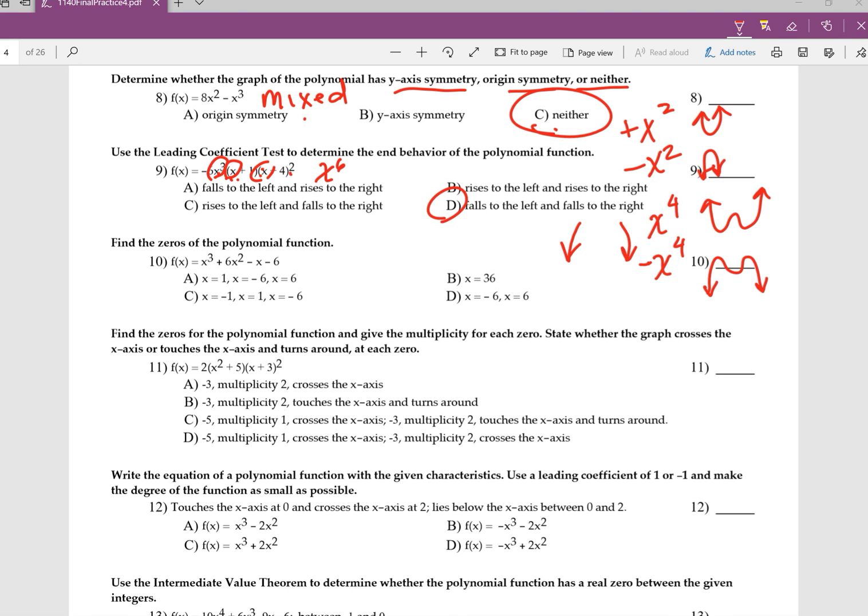Okay, and number 10 for this part is the last part. It says find the zeros of the function. And so we always begin by the factors of the constant divided by the factors of the leading coefficient. So in this case, you would have plus or minus 1 and 6, plus or minus 2, plus or minus 3. And then now we test the different values.